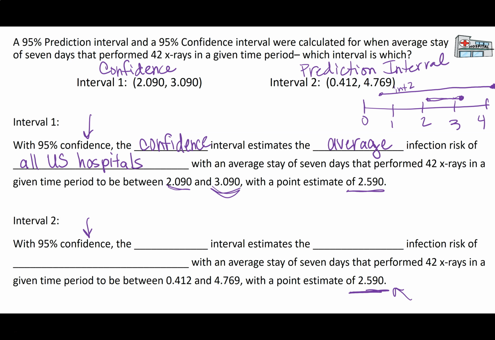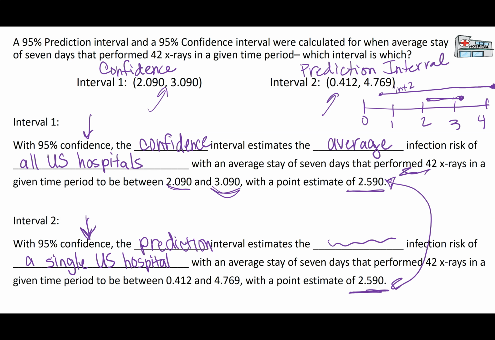4.769 with a point estimate of 2.59. So here, our point estimates are going to be the same with this particular scale, because you cannot go lower than 0 with this scale. If either of these intervals went below 0, we'd cut them off at 0. But note that even if we did that, their point estimates will still be the same. They will always be the same there.